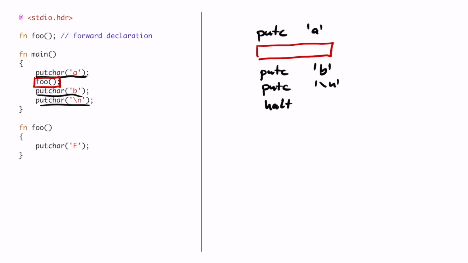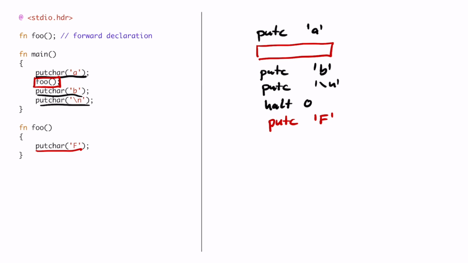So after these few instructions for function main, we now can write some code for function foo. Function foo should print this uppercase F. So the first instruction for this function would be this putc instruction here. And now we can think about how to actually do this function call.